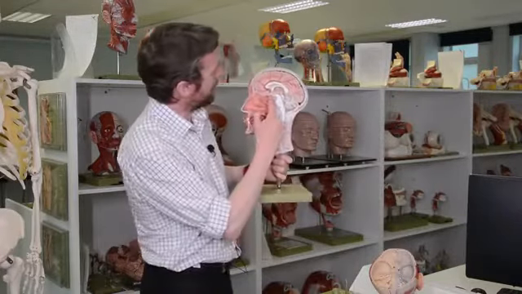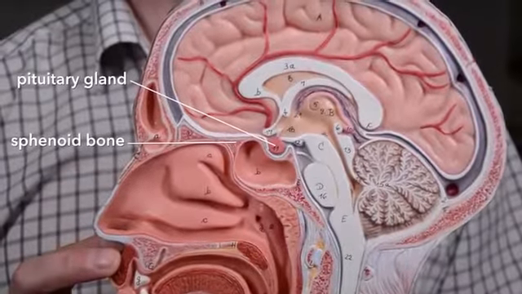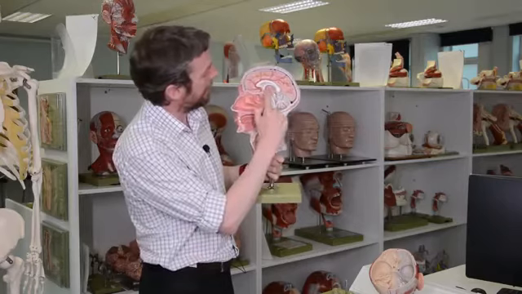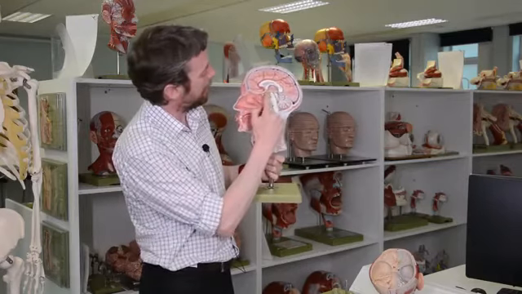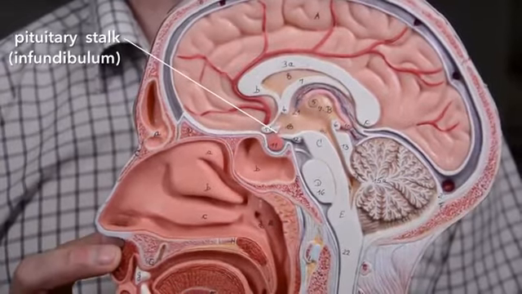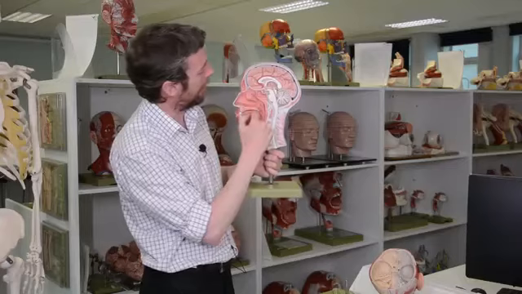I've got so many models to try and show this with. So there's the pituitary gland, there's the sphenoid bone, and here's the thalamus here, and this is the hypothalamus there. So this then is the pituitary stalk, or the infundibulum, linking the hypothalamus to the pituitary gland.